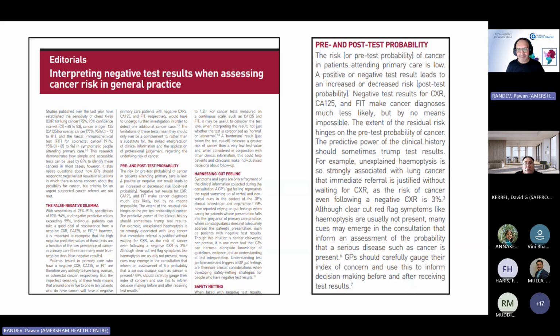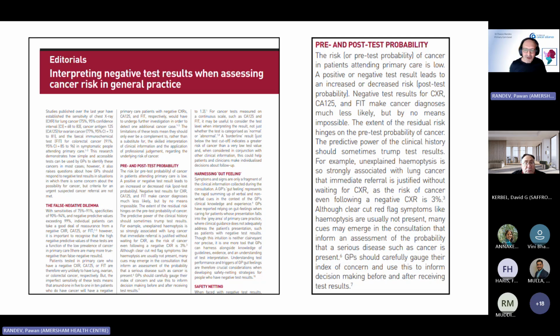And in the right-hand box, I've tried to highlight what I think is the key element here: when you do a test, you have a risk, and the posh name is pre-test probability of cancer. And you also have a post-test probability. And so the way that we think about tests has to be within that kind of context. And this applies to any test that we do.